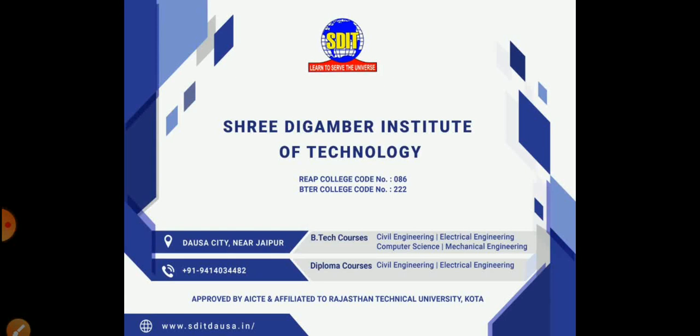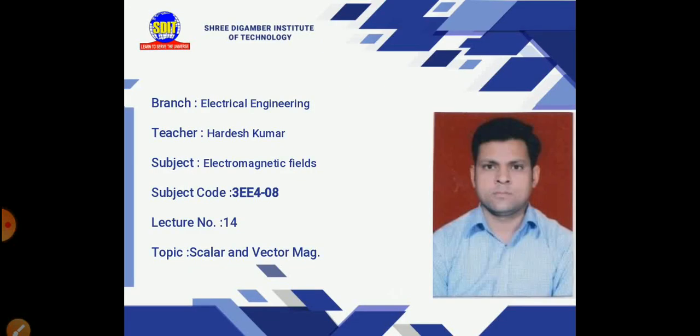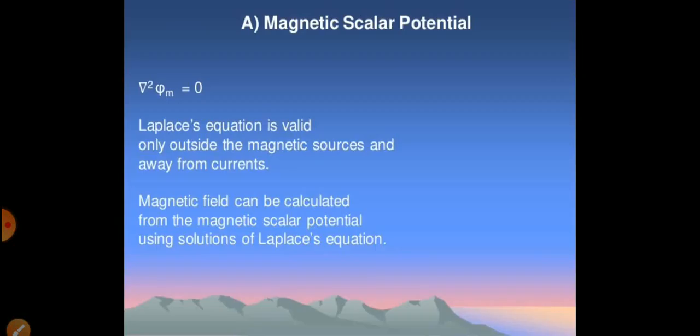Today we will discuss scalar and vector magnetics. Magnetic scalar potential: del square phi m equal to 0. The Laplace equation is valid only outside the magnetic source and away from current. Magnetic field can be calculated from the magnetic scalar potential using the solution of the Laplace equation.